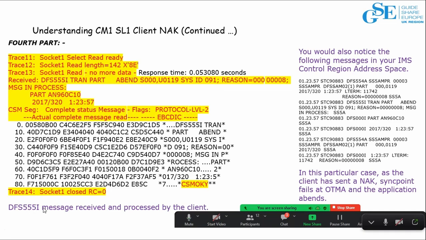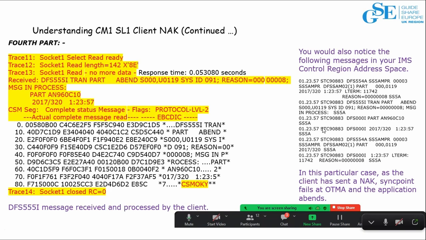So the DFS 555I message is received and processed by the client. And you would also notice the following messages in your IMS control region address space. For example, these are some of the messages that you will see there. The transaction part has abandoned, the user abandoned, and things like that.